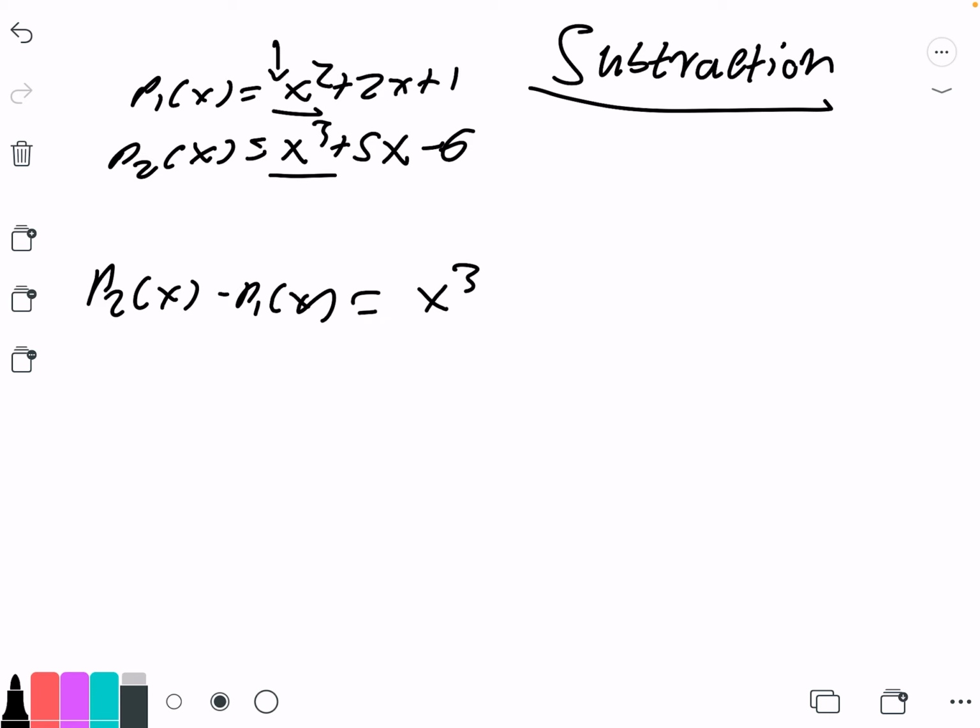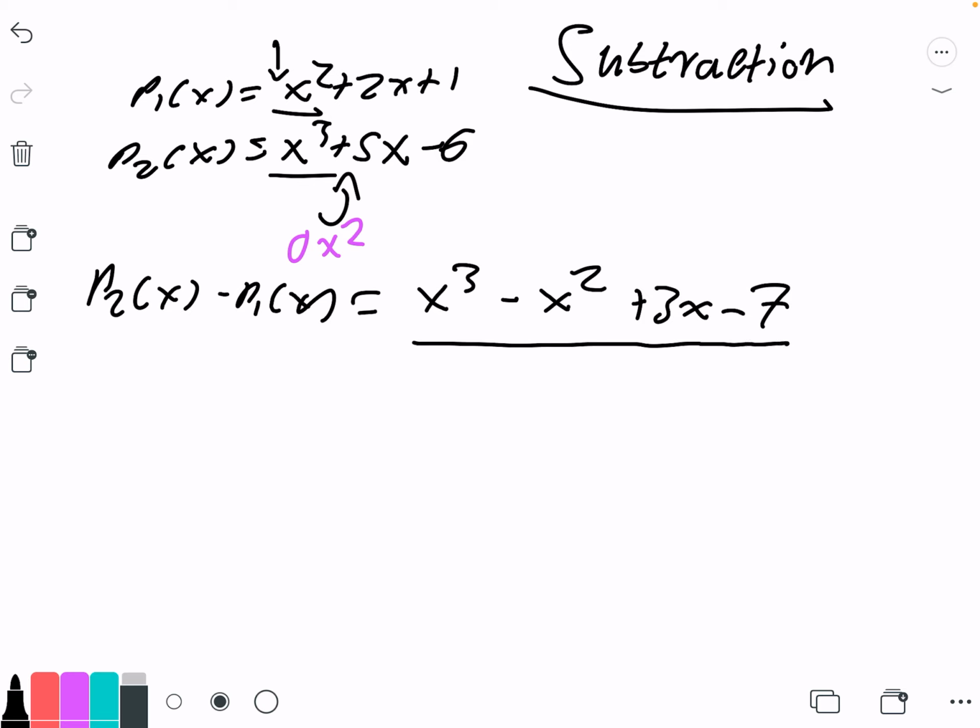Now, we don't have an x squared term in P2, but we have a 0x squared. So this is why it's important, because now we have 0 minus x squared, or 0x squared minus x squared. And this is going to be -1 times x squared. So we have minus x squared here. Then 5x minus 2x is 3x. And -6 minus 1 is -7. So we have our answer, which is going to be x cubed minus x squared plus 3x minus 7.